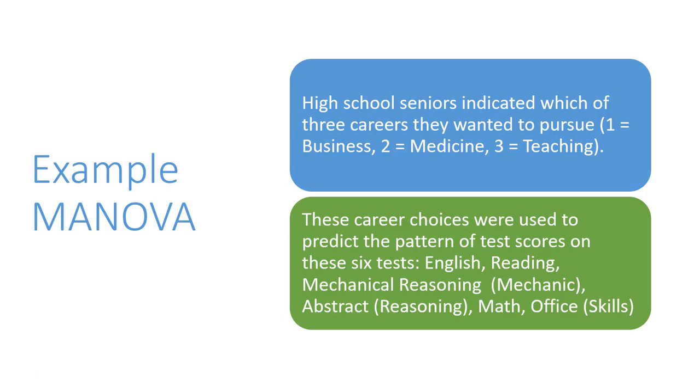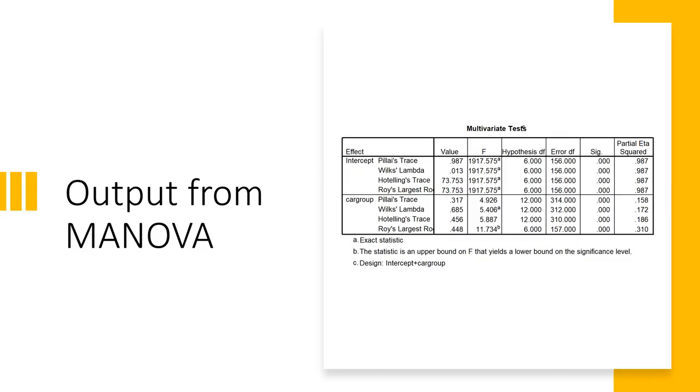We have high school seniors that have indicated what type of degree field they want to follow: business, medicine, or teaching. And we have aptitude tests in reading, English, mechanical reasoning, abstract reasoning, math, and office skills. The first thing you would see after maybe some summary statistics is your multivariate test. Here, if we're looking at Pillai's trace, we see that we have a value of 0.987 with a really large F score for all of these. So that tells me that it's statistically significant.